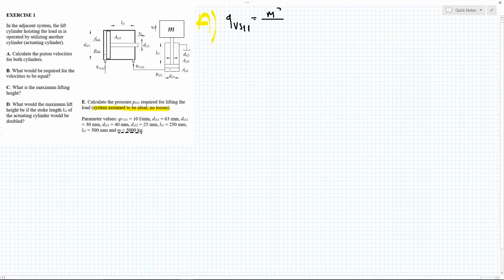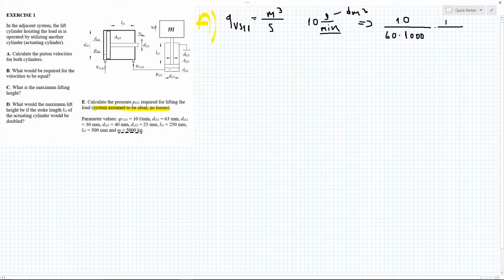Now, first of all, we have to convert our flow to meters cubed per second. Okay, so we need meters cubed per second, and currently we have liters per minute. How are we going to do that? Now, we have 10 liters per minute. Liters are actually decimeters cubed, okay? And there is 1,000 decimeters cubed in 1 meter cubed. And we know that there's 60 seconds in a minute. So we're going to divide 10 by 60 because of the 60 seconds, times 1,000 because 1,000 decimeters cubed in a meter cubed. And this is going to be meters cubed per second.